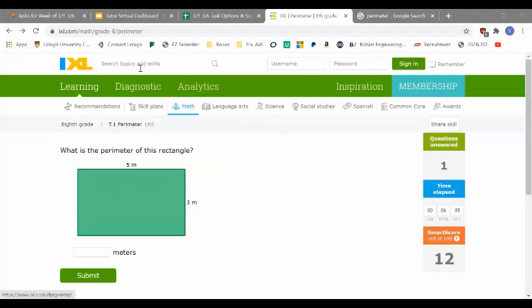So the next one. Okay, this is a rectangle like we learned before. Again, in a rectangle, you know that this and these sides are equal, and these sides are equal. That means the top and bottom are both 5 meters, and the left and right sides are both 3 meters. So you add 5 plus 5 plus 3 plus 3. That will equal 5 plus 5 is 10 plus 6, 16. So 16 meters.